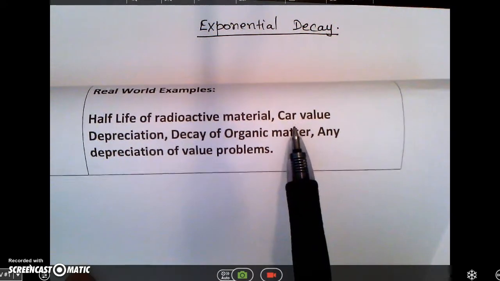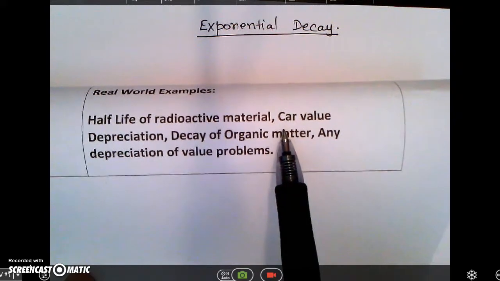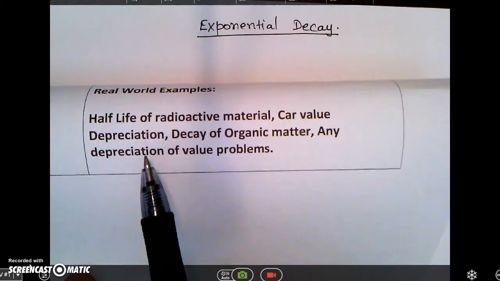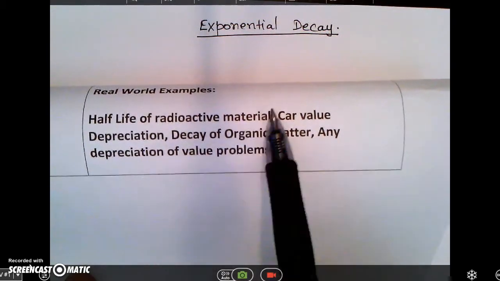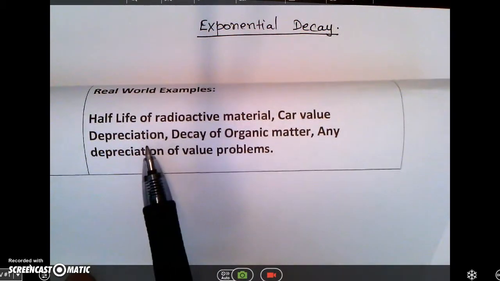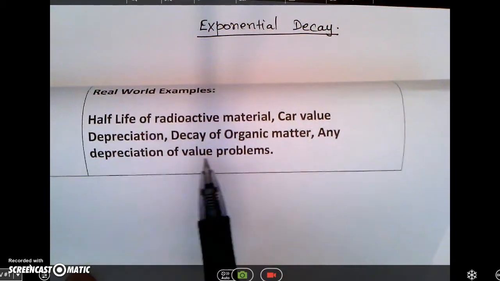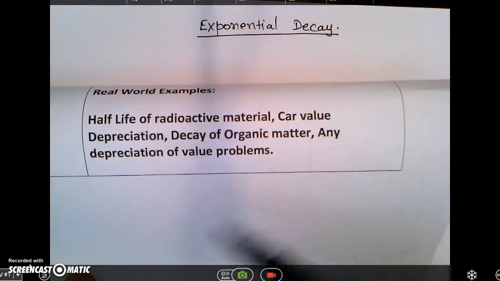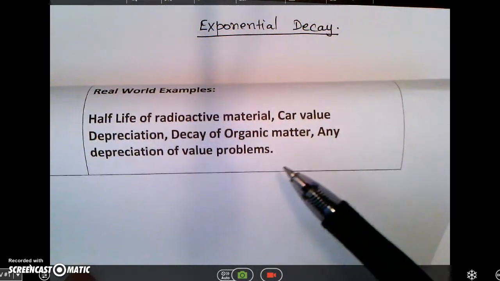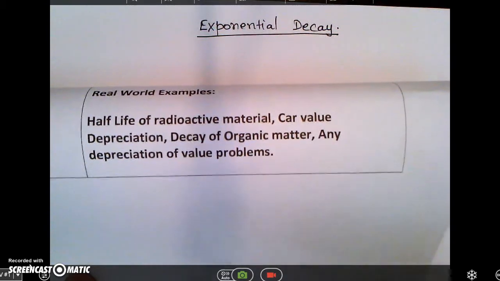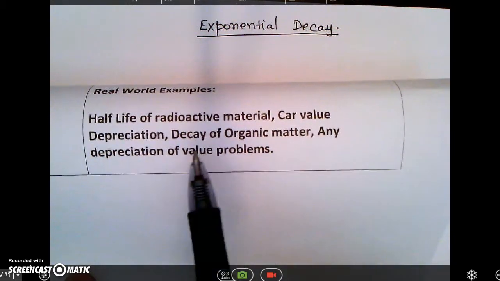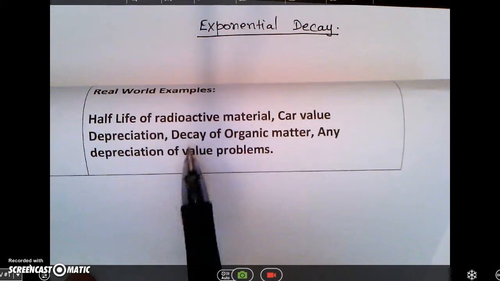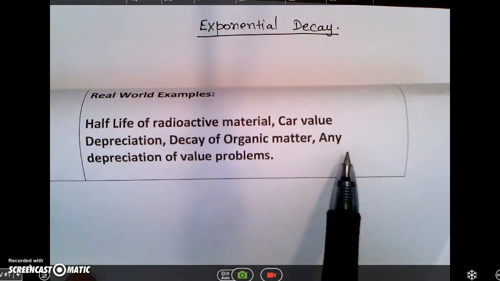Any car value, if you're buying a new car, over the years the value of the car is going to depreciate and you're not going to be able to sell the car for the same price that you bought it. So that could be an example of exponential decay function. The decay of organic matter, meaning in the real world you have dead and decaying matter. It could be an animal or it could be a tree. So that matter is decaying. That can be explained using exponential decay.